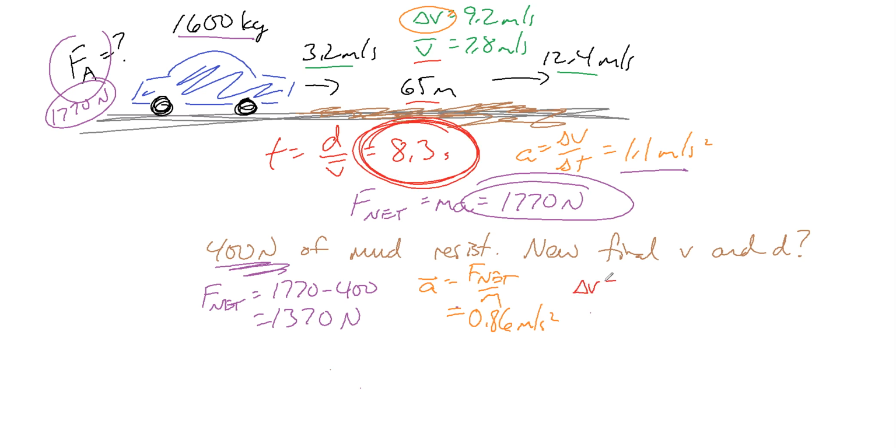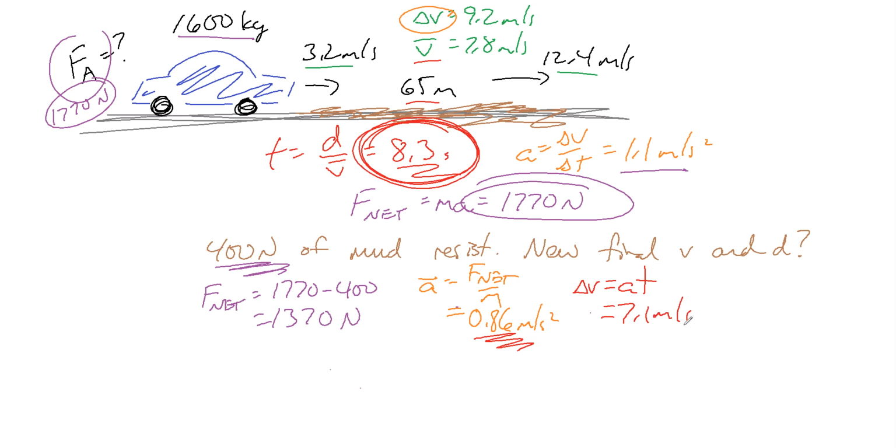So our new change in v would be the acceleration times the time. So I've got that 0.86. I'm just going to use the same amount of time as before. And if I do that, my change in v is now 7.1 meters per second. So before it was 9.2, but the mud's going to slow it down, so now it only went up by 7.1.